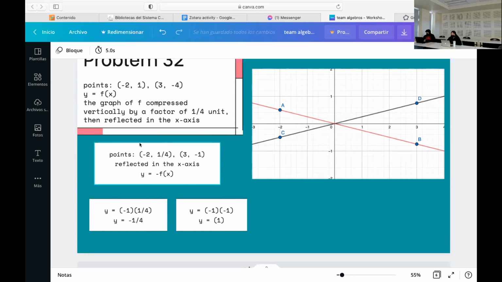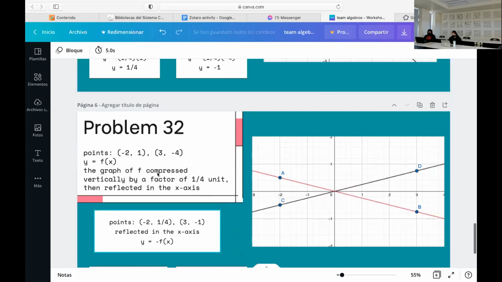So now we need to do the other part that says reflected in the x-axis, and that's y equal to minus f of x. So we just multiply the new y coordinate times minus 1, and it technically just changes the sign of the y. Correct. Good job. Let's go up to the first one.